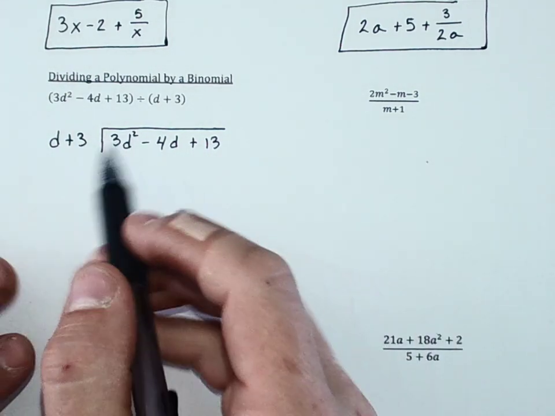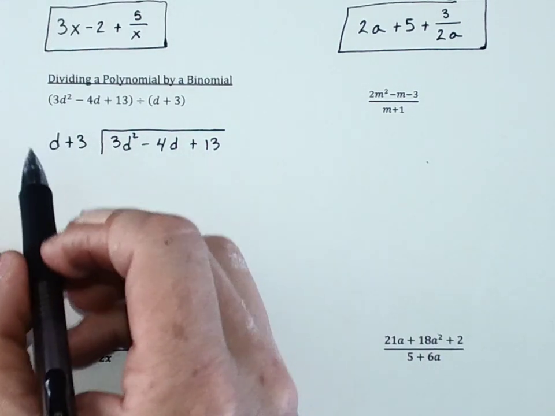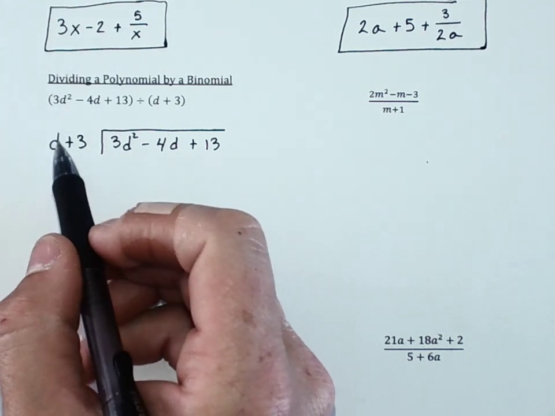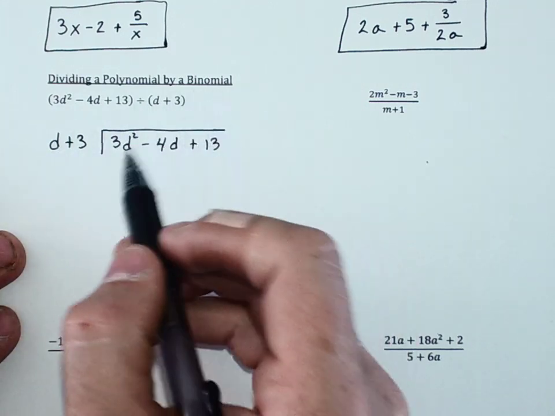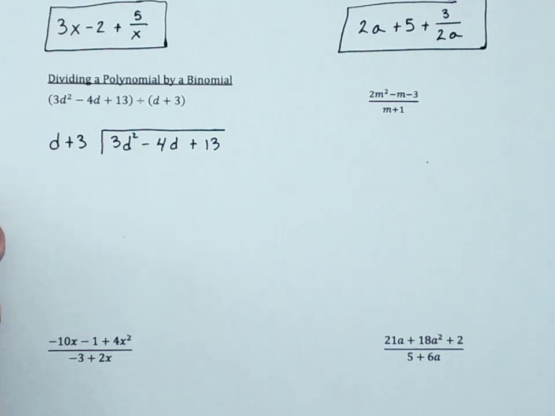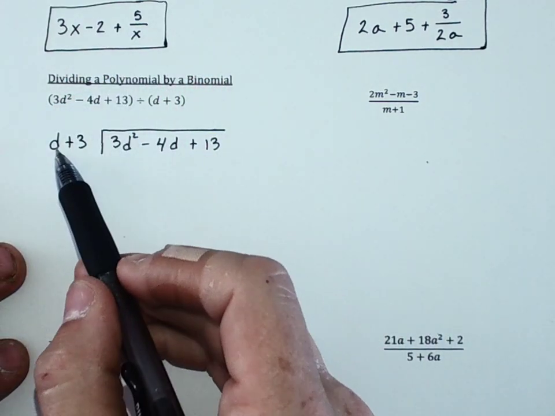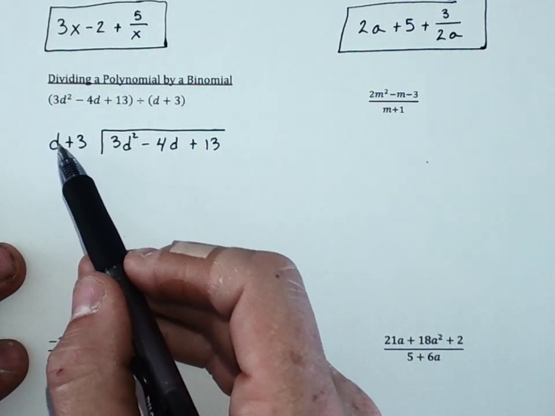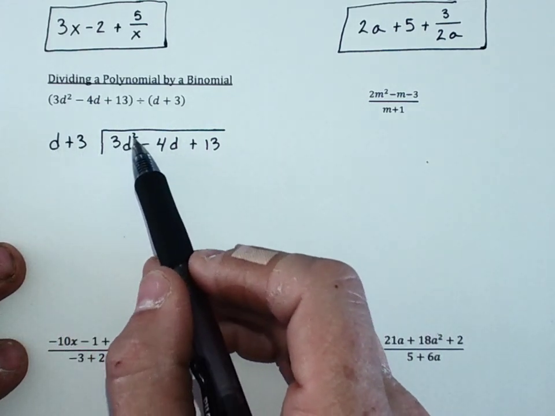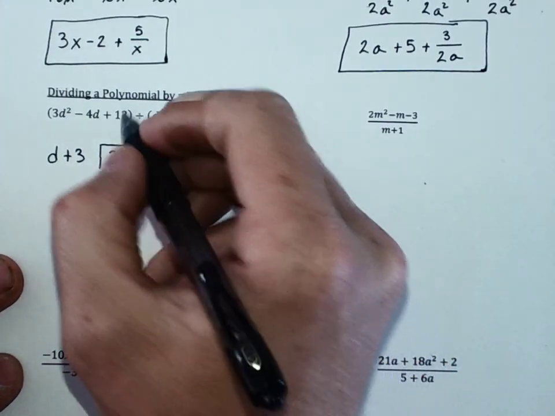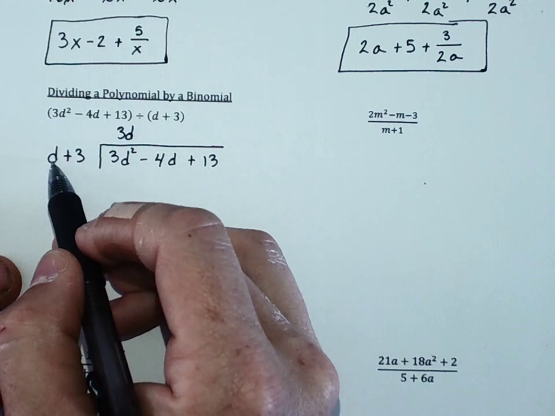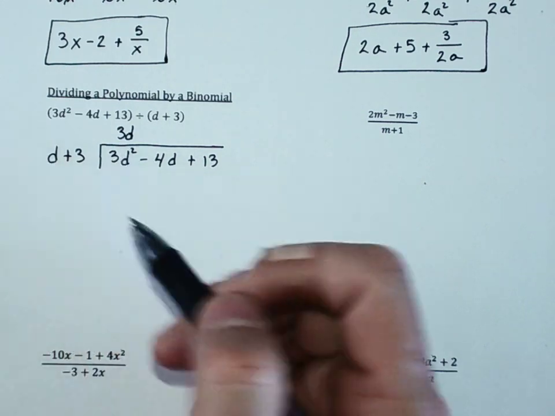Now, I'm going to ask myself, how many times, and you only look at the d here in the front. You look at the d. How many times does d go into 3d squared? Another way to ask that exact same question is, what do I have to multiply d by to get 3d squared? Well, the answer is 3d. 3d times d is 3d squared.